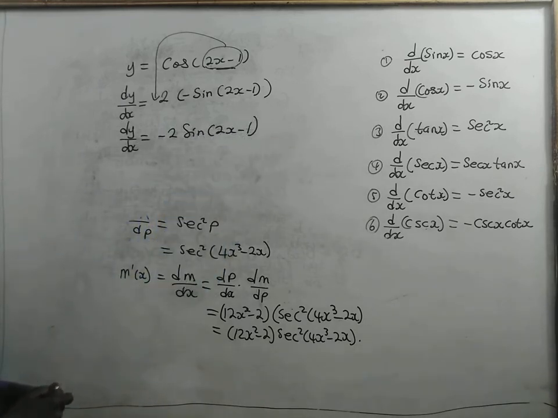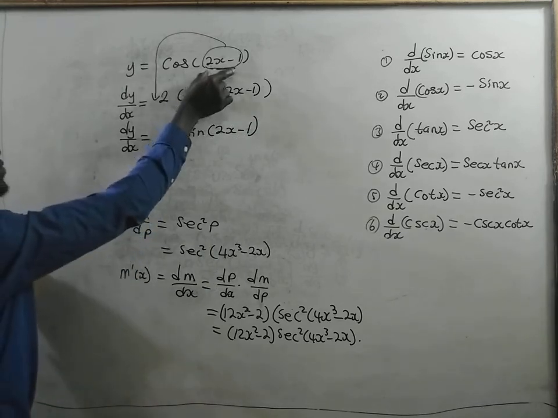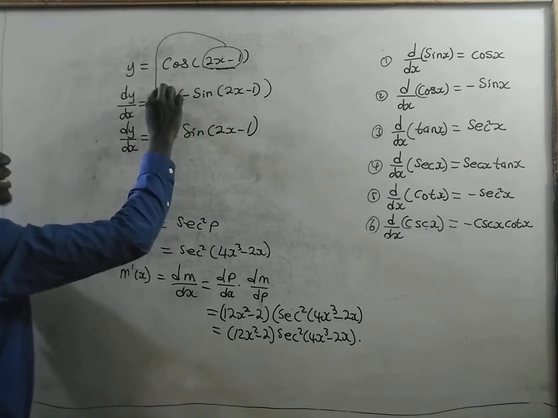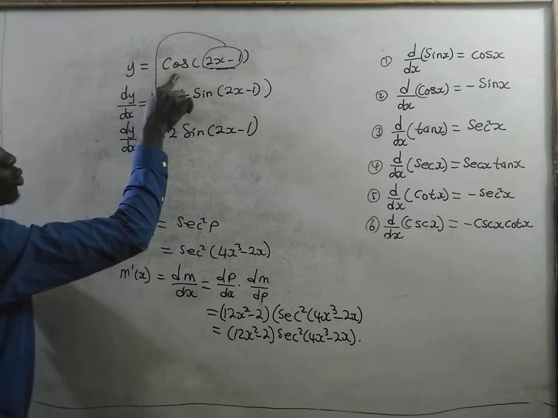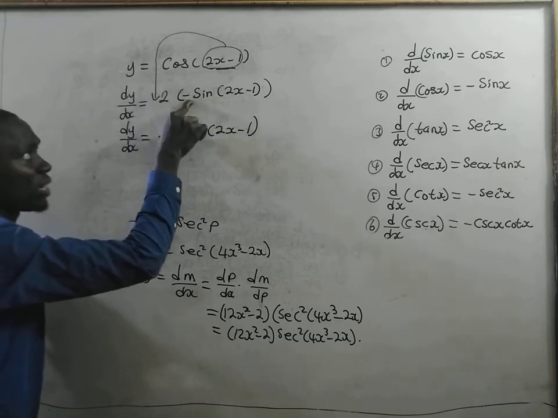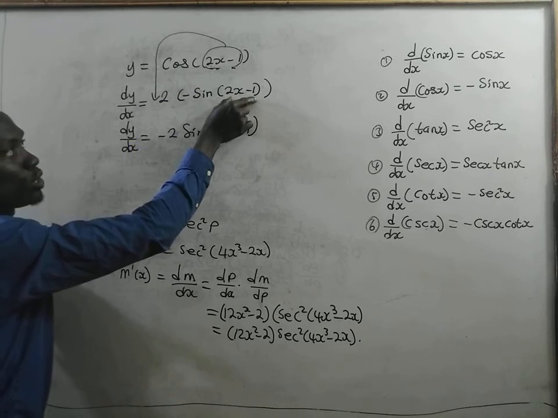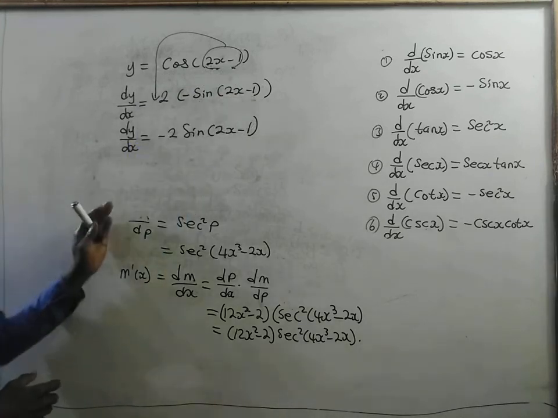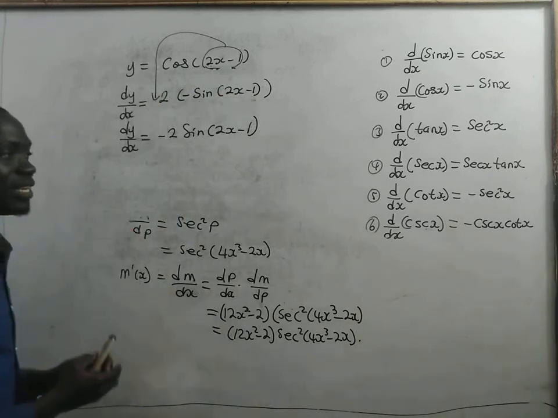So check that. Take the inner function, differentiate it, and put the answer here. Then you take the derivative of cos. It will give you negative sine. Negative sine of what? The angle that is there. So you put the angle there. If you go through the chain rule, you get the same answer.